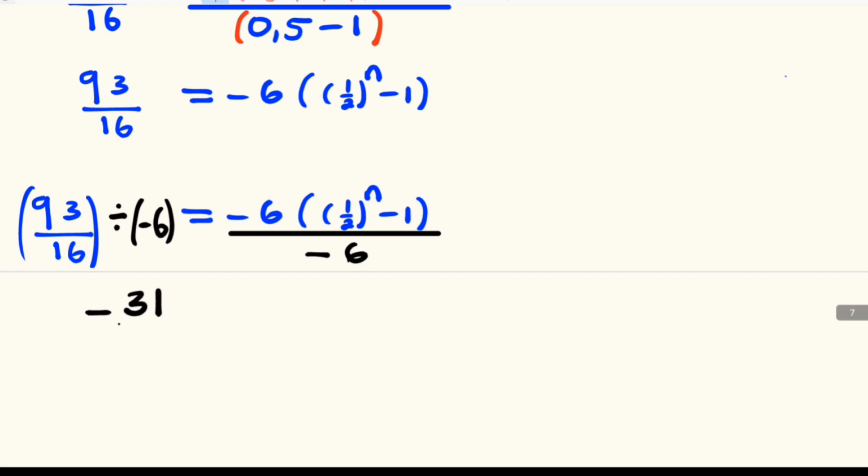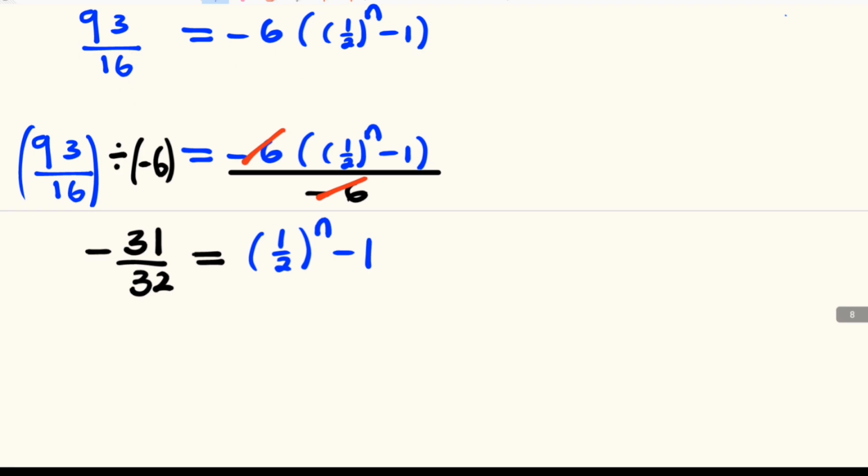divided by 32, and the negative 6 will cancel out with that negative 6, and we are left with half raised to the power n minus 1. We move the negative 1 from the right to the left, and it will change sign to positive 1.